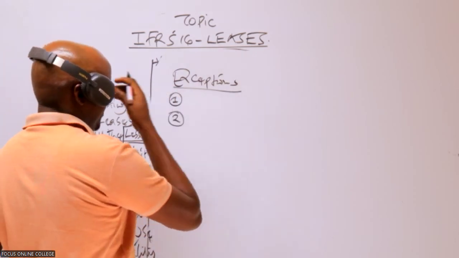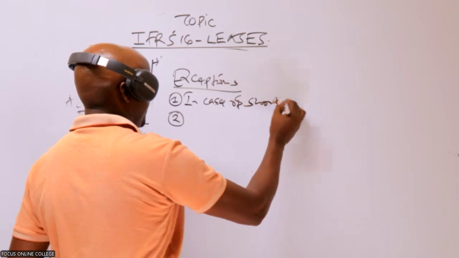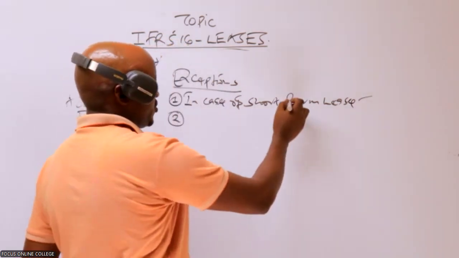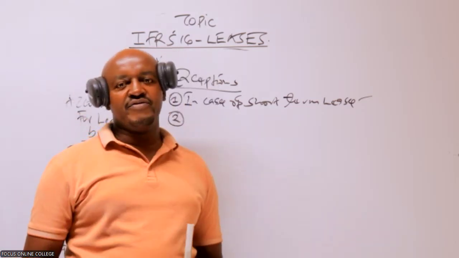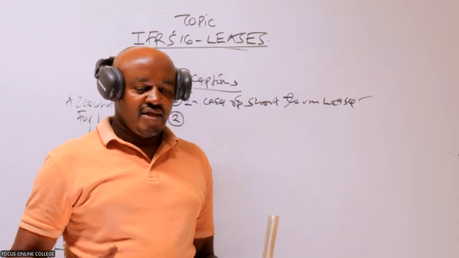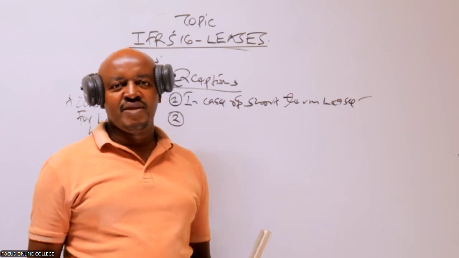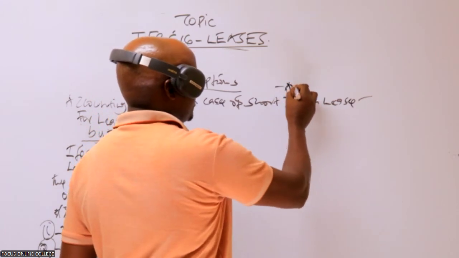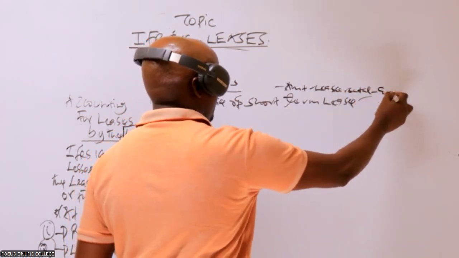Number one is in case of a short-term lease. Remember, a short-term lease is basically a lease whose term does not exceed 1 year. If a company leases an asset for a period which is less than 1 year, that company is not required to recognize the right of use asset and the lease liability. What it is required to account for in its books is the amount paid as the lease rentals, and this should be recognized as an expense.